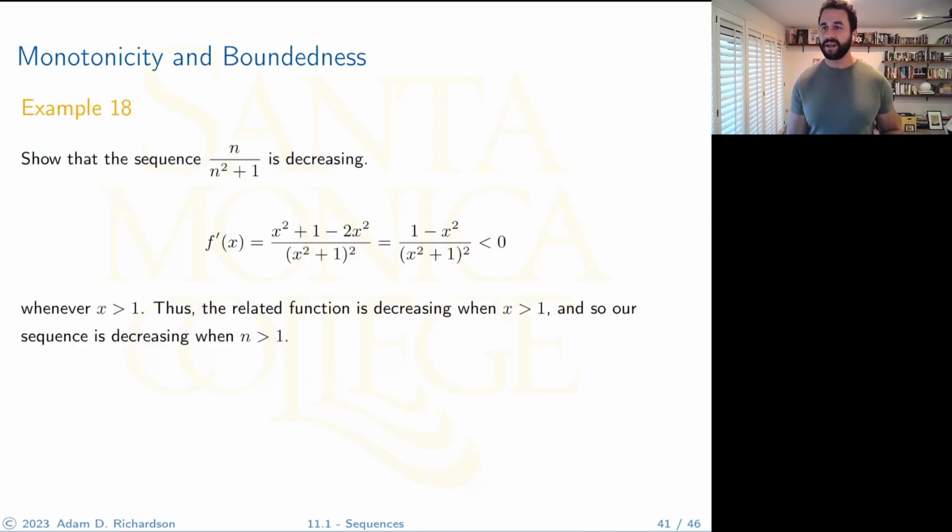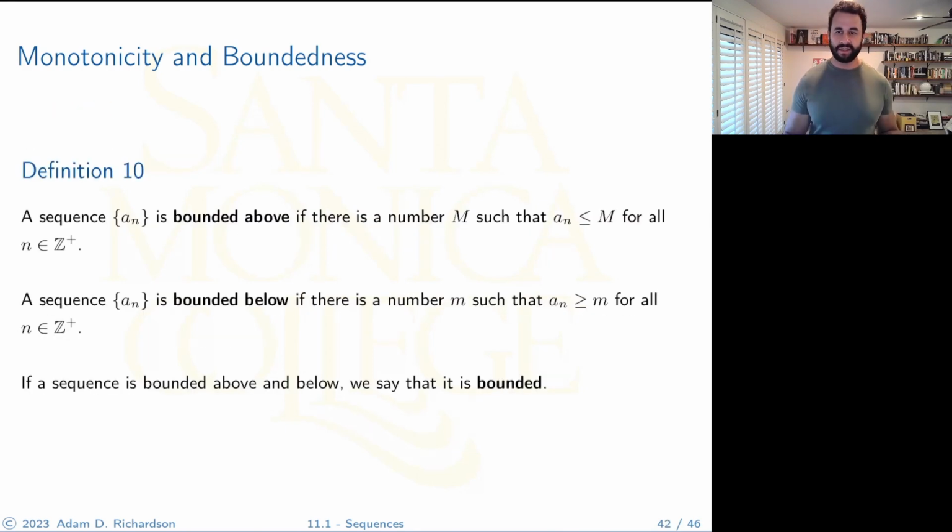Okay, so now monotonicity and boundedness. We talked about monotonicity, we talked about decreasing, increasing. Now let's talk about boundedness. So what do we mean when we say a sequence is bounded specifically? We say that a sequence is bounded above if there's a number m such that all of the sequence terms are less than or equal to m. That's what it means to be bounded above. No matter what the term of the sequence is, it's less than or equal to this fixed number m.